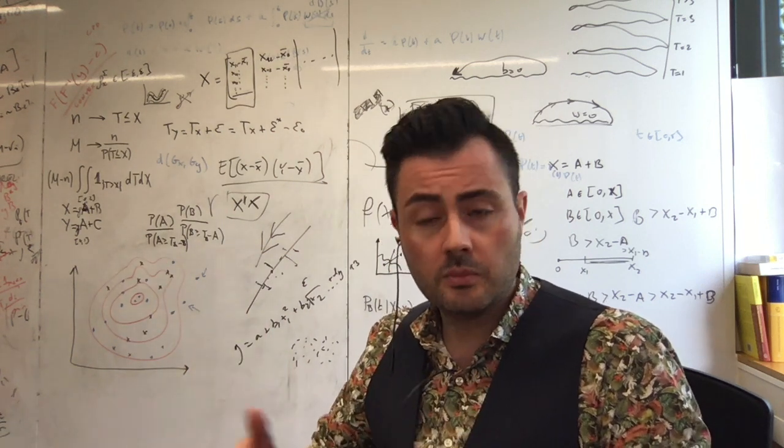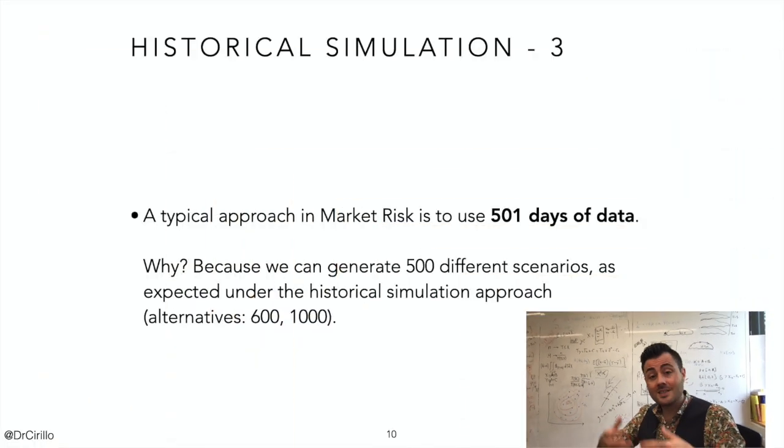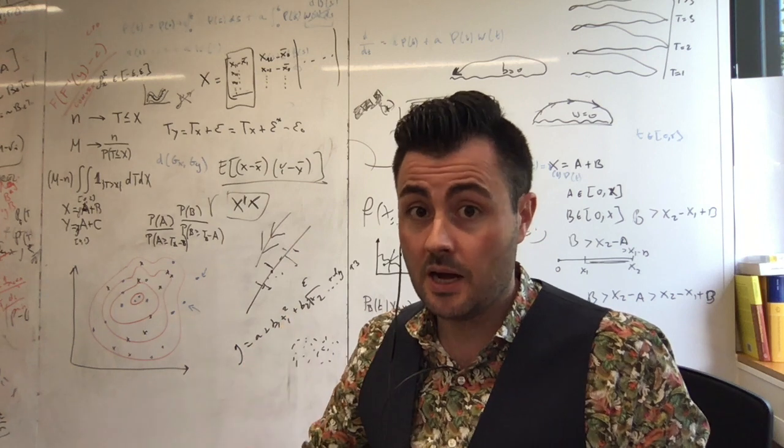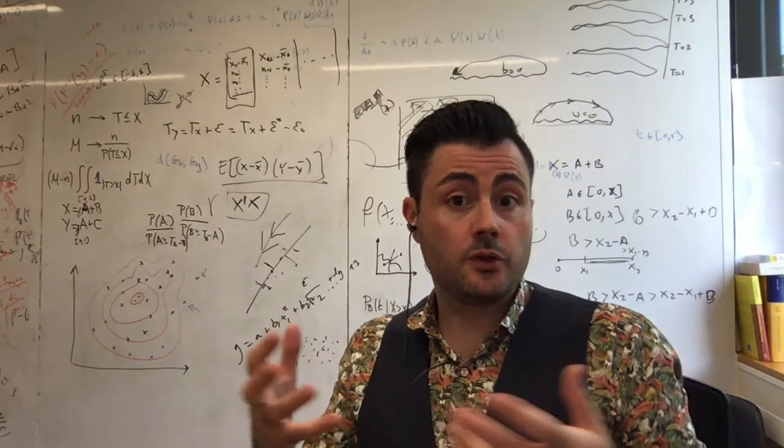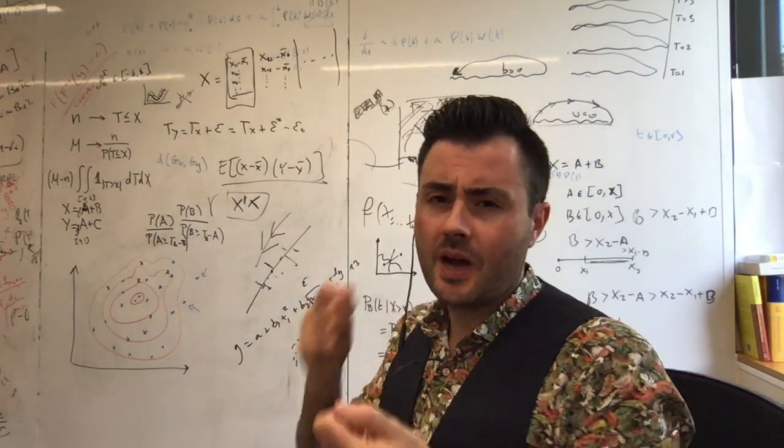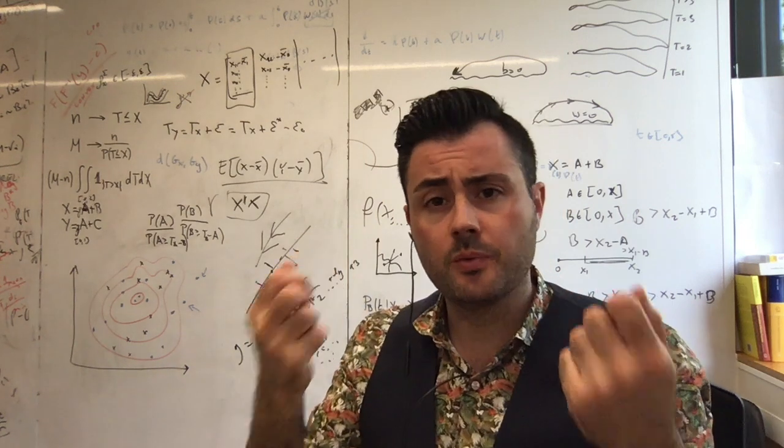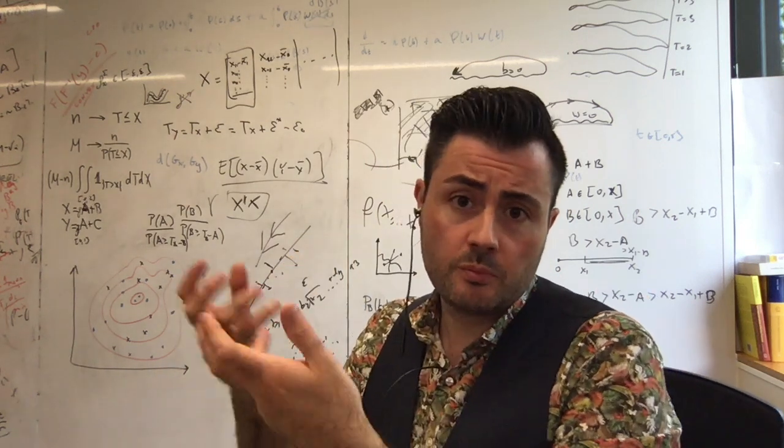Other common quantities are 600 scenarios, so we use 601 days, or 1000 scenarios, and we use 1001 days. But at least we need to use 500 scenarios. So the first thing that we have to do in the historical simulation is to identify what are the market variables that affect our portfolio.